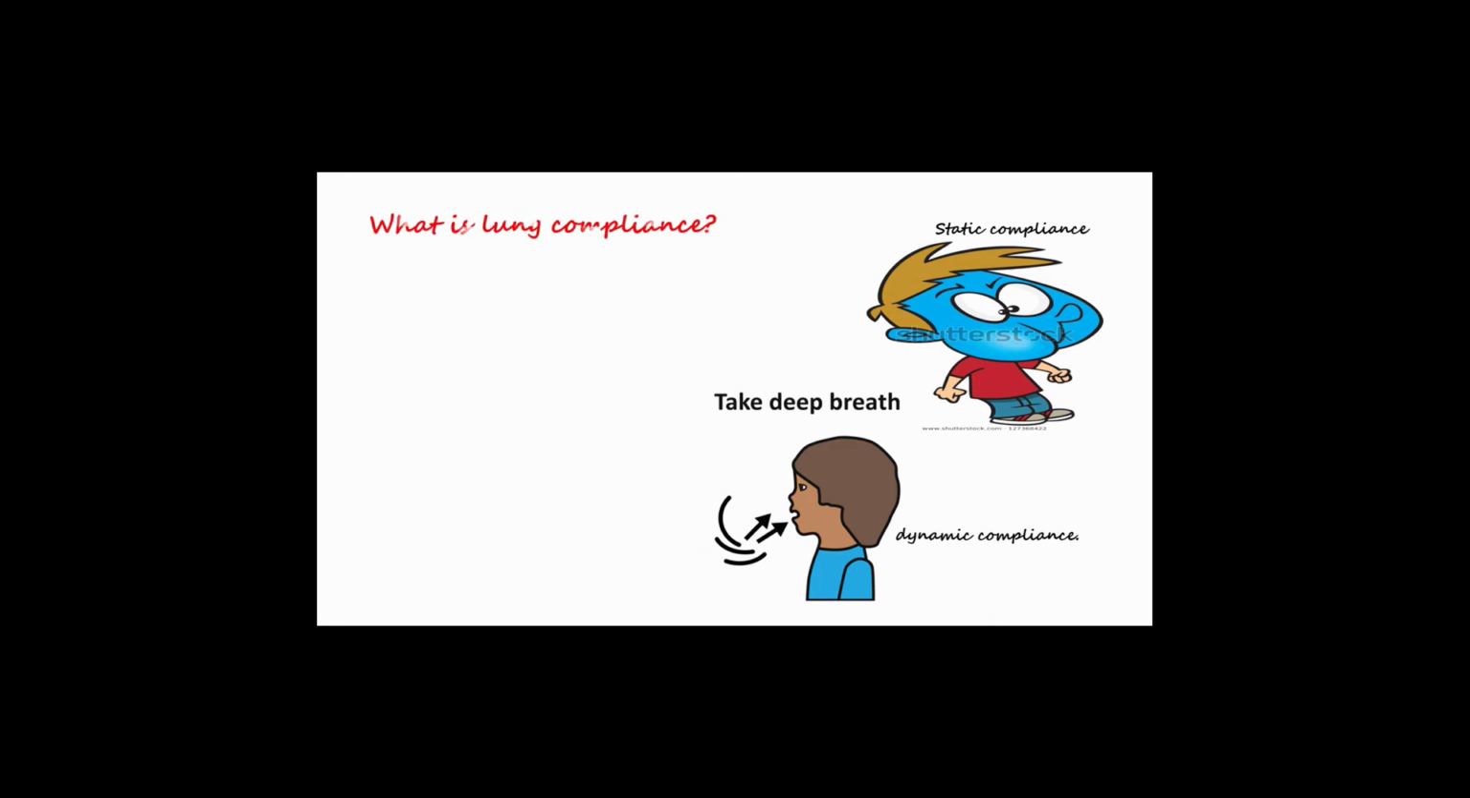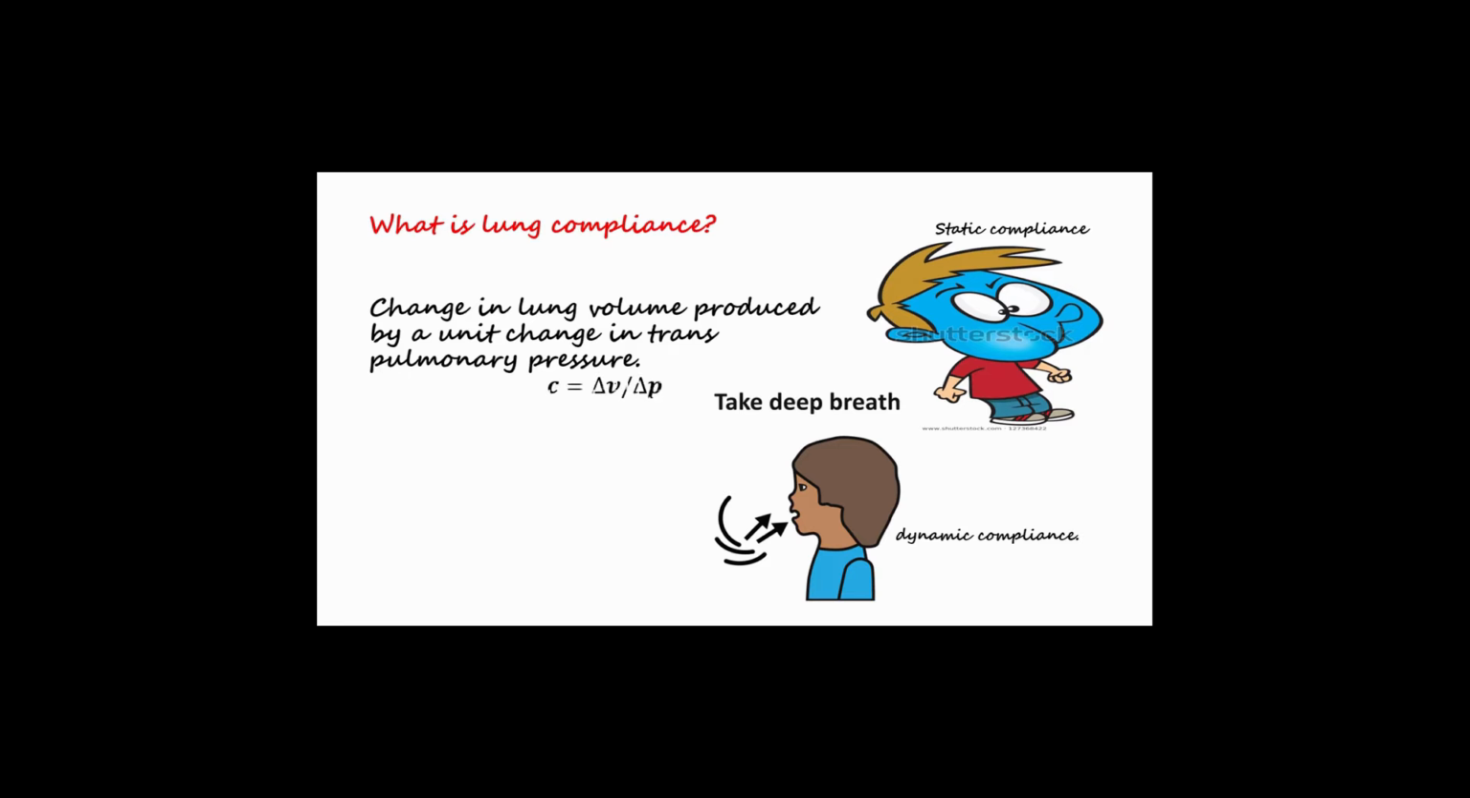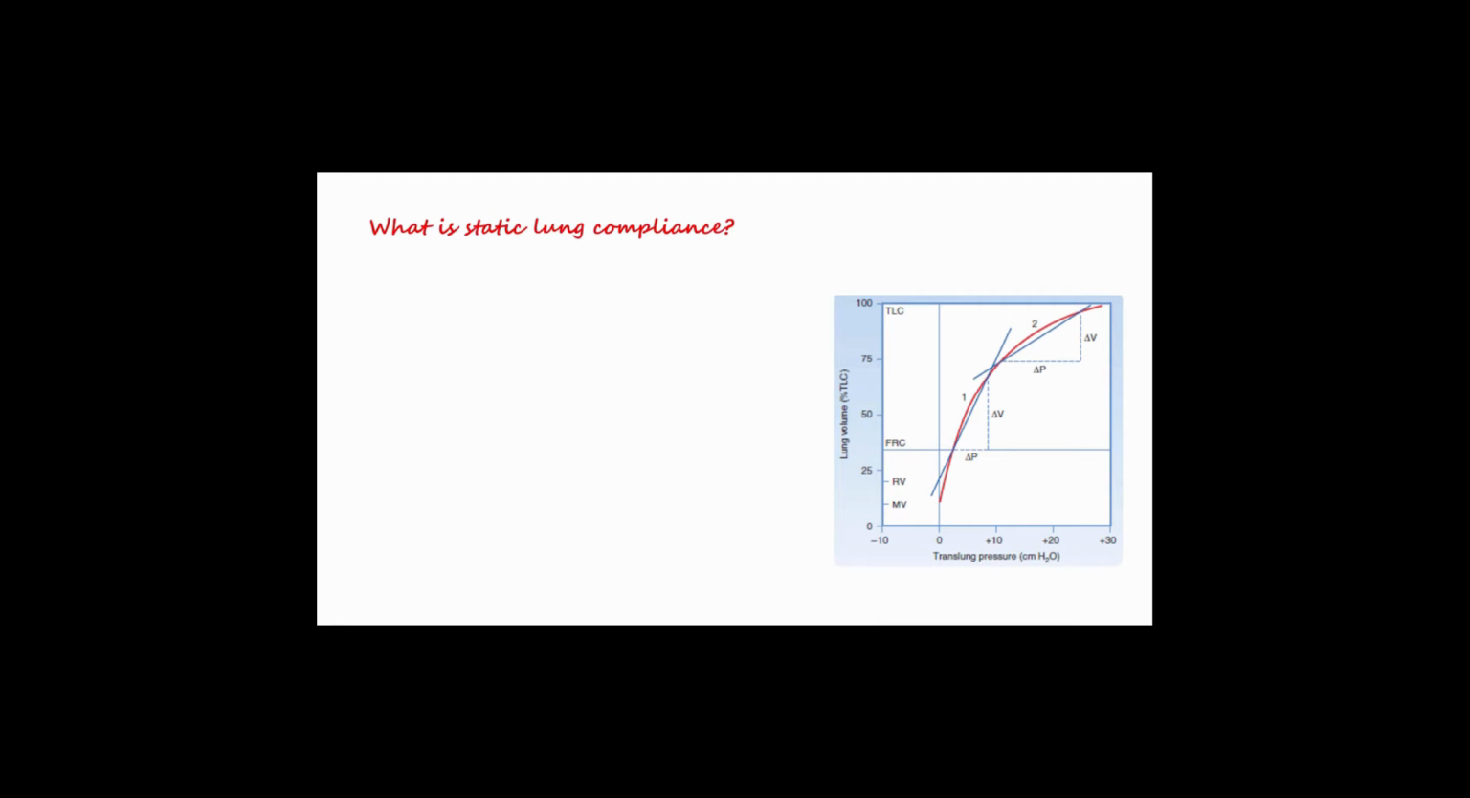What is lung compliance? Compliance is defined as the change in lung volume produced by a unit change in transpulmonary pressure. C equals V/P. In clinical practice it is separated into two different measurements, static compliance and dynamic compliance. What is static lung compliance?